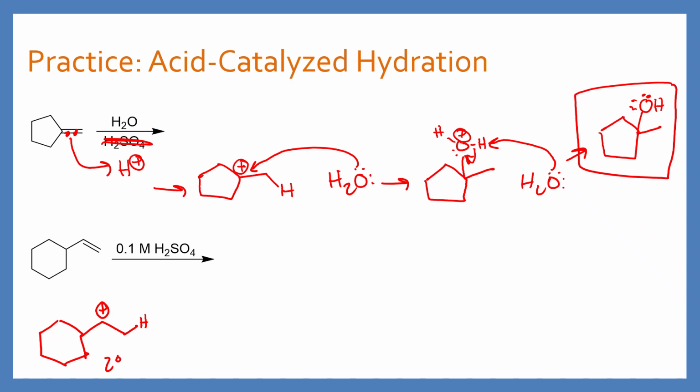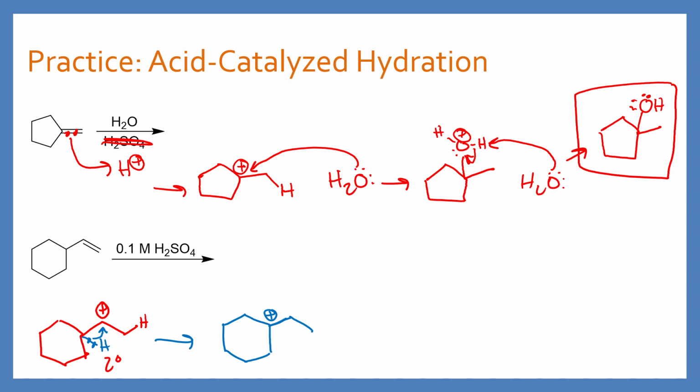This is secondary, so I should ask myself, can I do better? And in this case, you can. Next door is a tertiary carbon, which means it has a hydrogen atom that could very, very easily do a hydride shift. So this gives us a new, better carbocation. So I'm still going to have my two carbons here, but my carbocation now lives here.